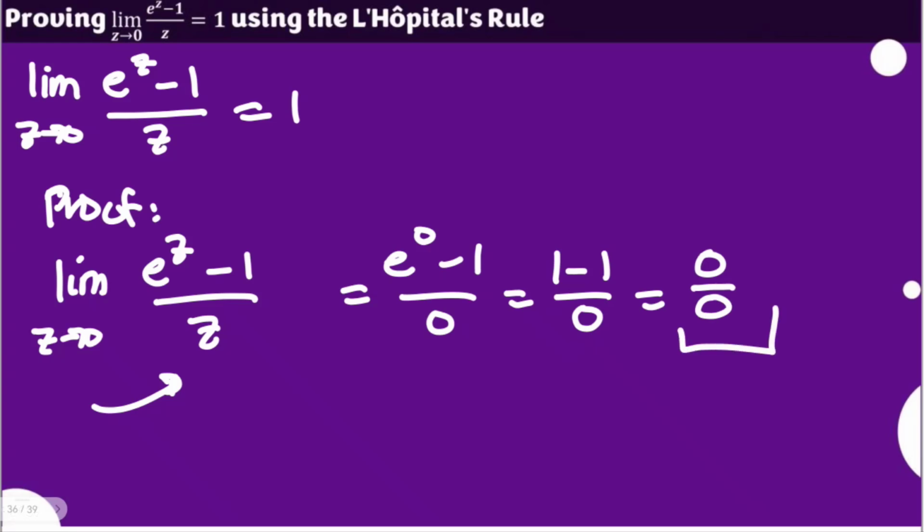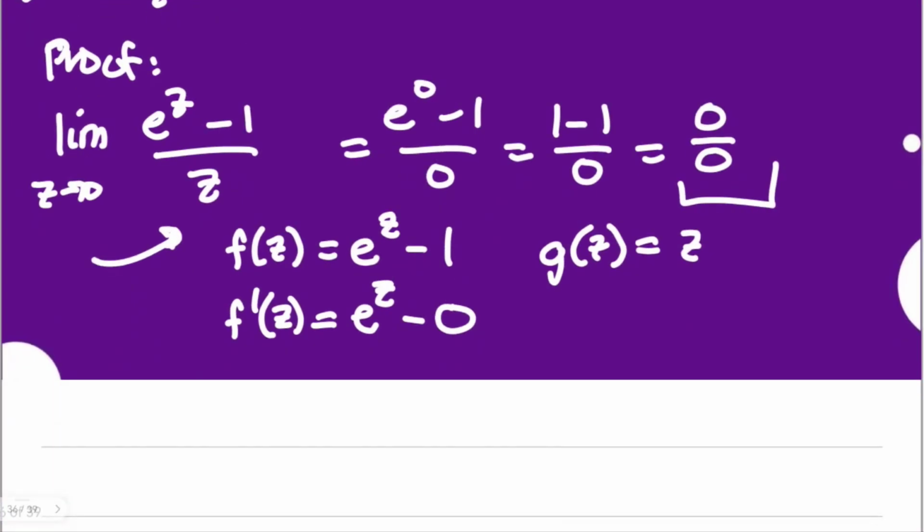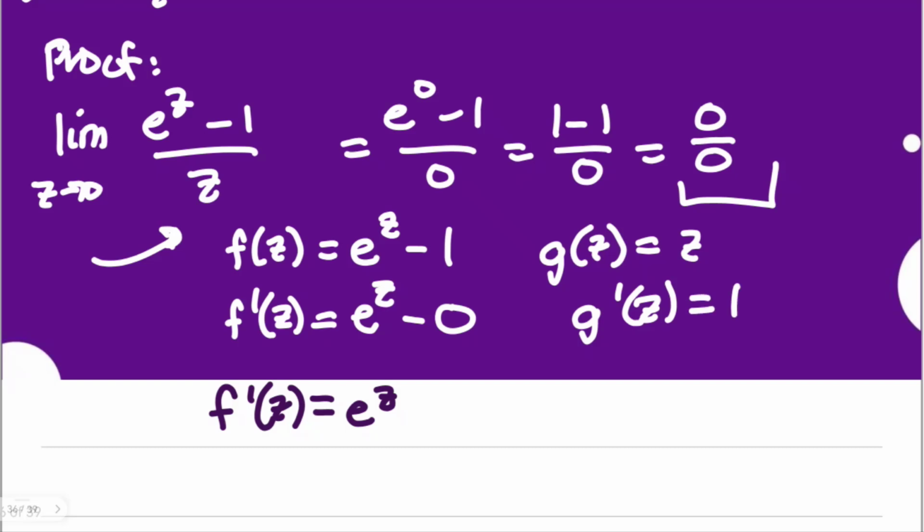So since it's indeterminate form, let's use L'Hopital's rule with f of z as our numerator, e to the power of z minus 1, and our denominator as g of z, which is just equal to z. Now, let's take the first derivative of f of z. The derivative of e to the power of z is itself, e to the power of z, and the derivative of minus 1 is 0, which gives us a derivative equal to e to the power of z. This is the first derivative of f of z. As for our denominator, its first derivative is obviously equal to 1.